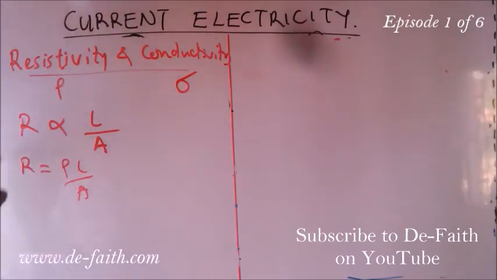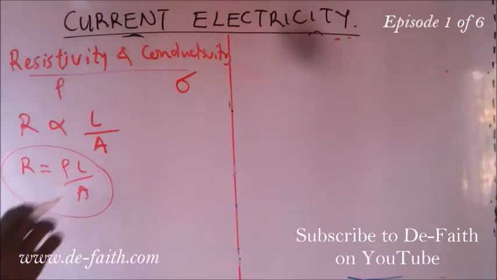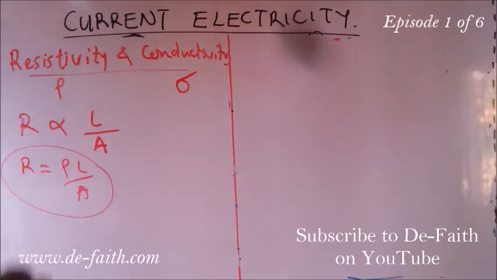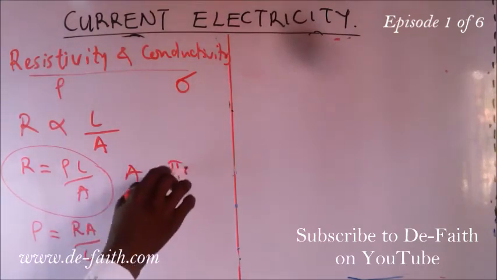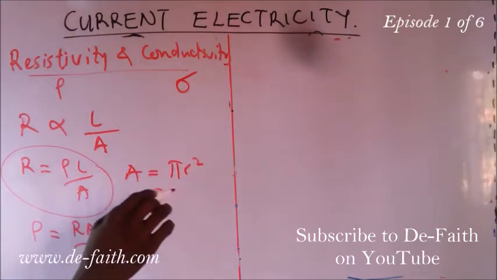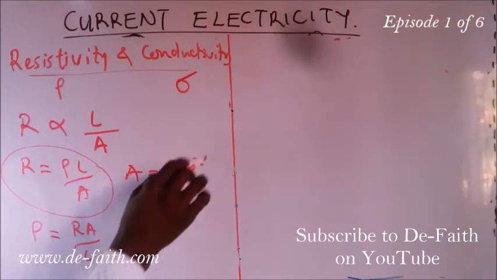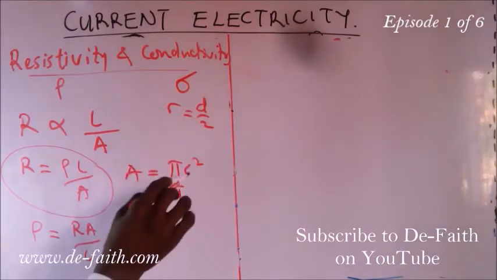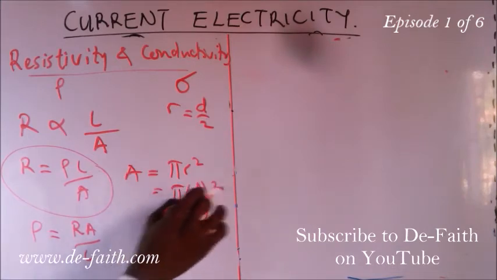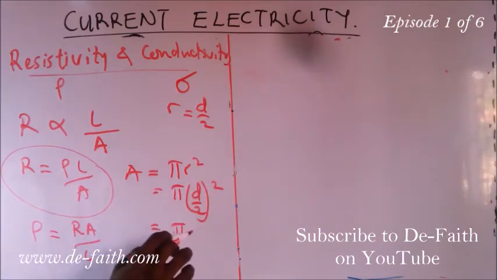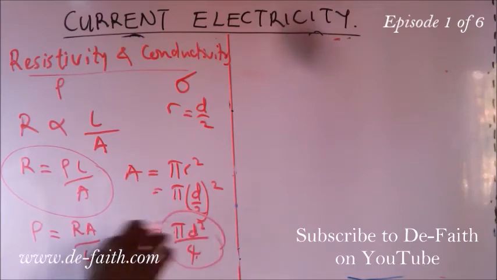And so here comes another formula which we are going to make use of, which is that resistance equals resistivity multiplied by the length of the wire over the cross-sectional area of the wire. Or it could be written as resistivity is equal to RA over L, where A, we said, is the cross-sectional area, which is pi r squared. Now pi r squared could be written as pi, where r equals d over 2. So we have d over 2 all squared, and so that will be pi d squared over 4. Alright, so that is A.